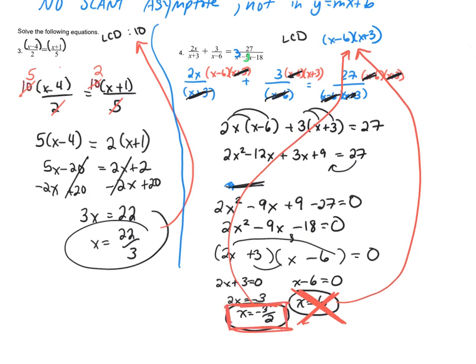Very common for you to do a problem, get two solutions, and have one be extraneous. They could both work, but a lot of times it does work out where one does not.